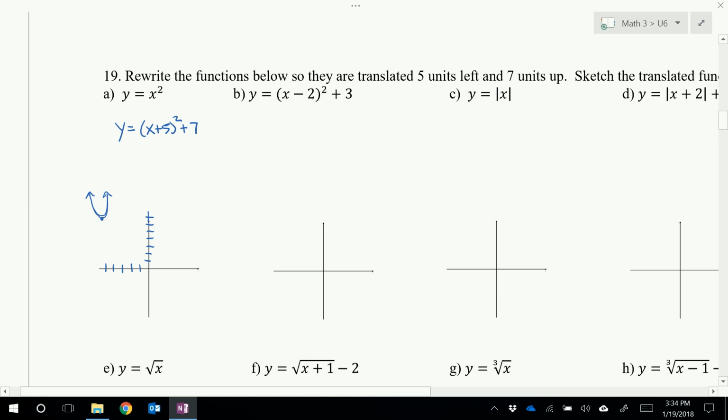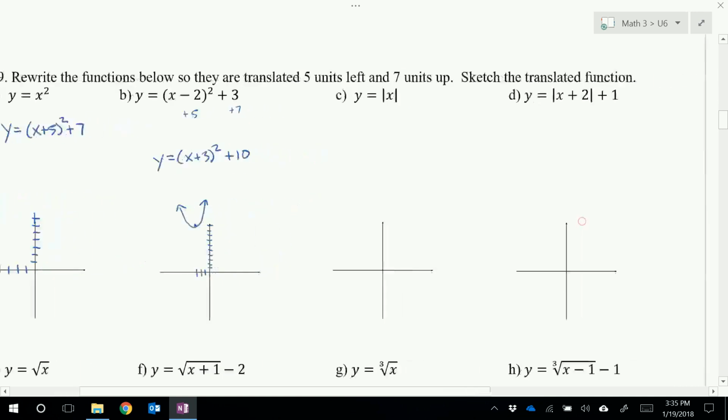Now we have another parabola. We want to move 5 units left, so I need to add 5 to the already negative 2, and I need to add 7 to the 3 here, and we end up with y equals (x plus 3) squared plus 10. And so if I graph that, I'm going left 3, up 10. Again, a parabola.